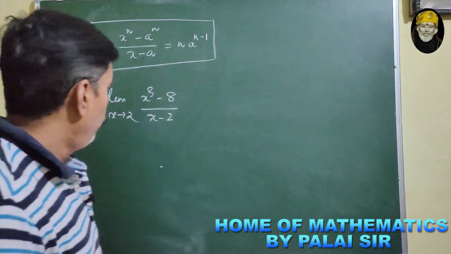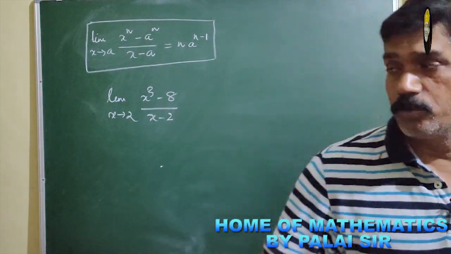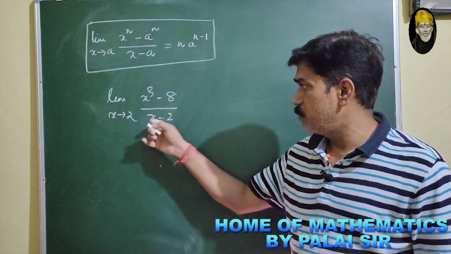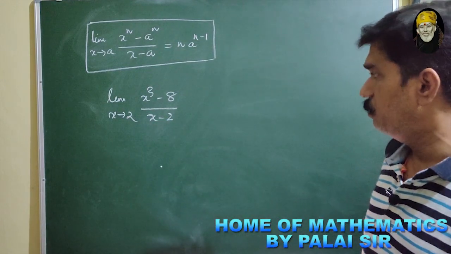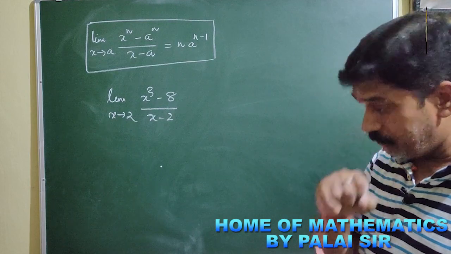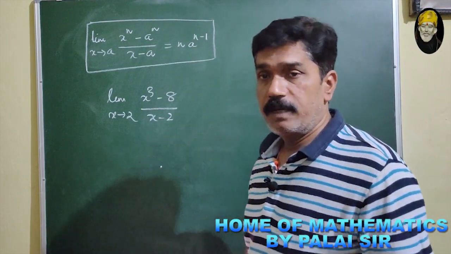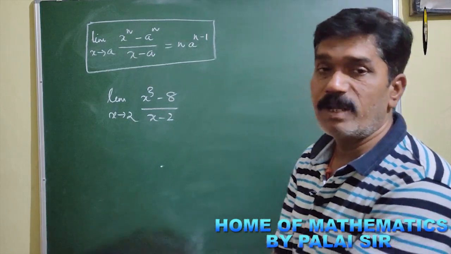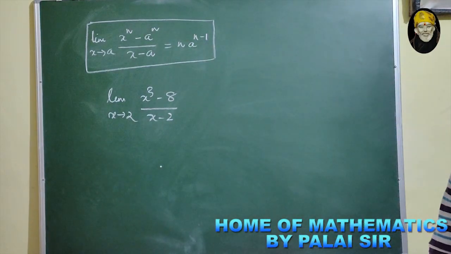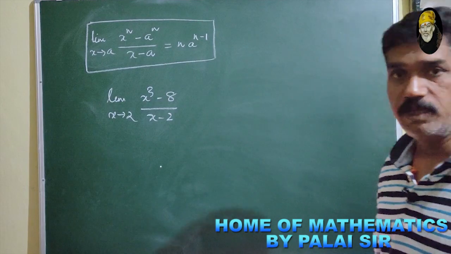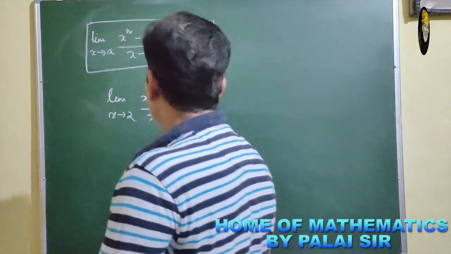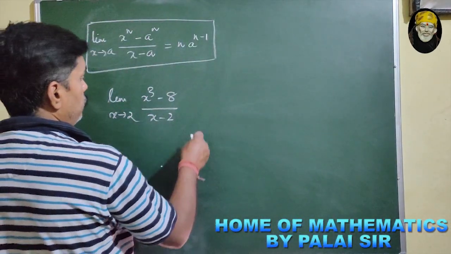So here you cannot put the value of x as 2 directly, because here 2 minus 2 you are getting in the denominator as 0. So it will not be possible for you to find out the value. So in that case, as per the rule of simplification, you can simplify this as per the formula of a cube minus b cube. But if you are going to use this formula, how to use this formula, you see.